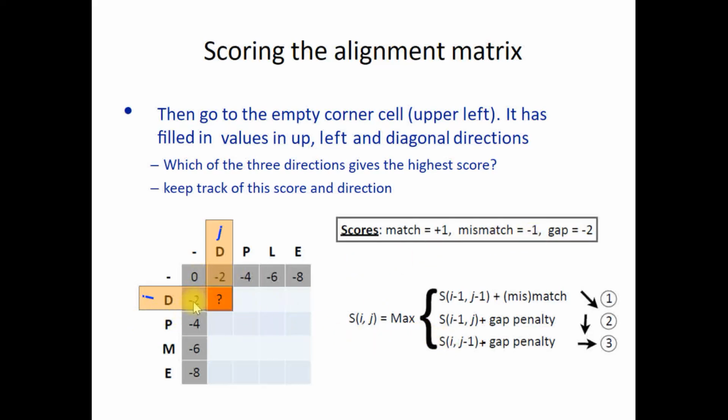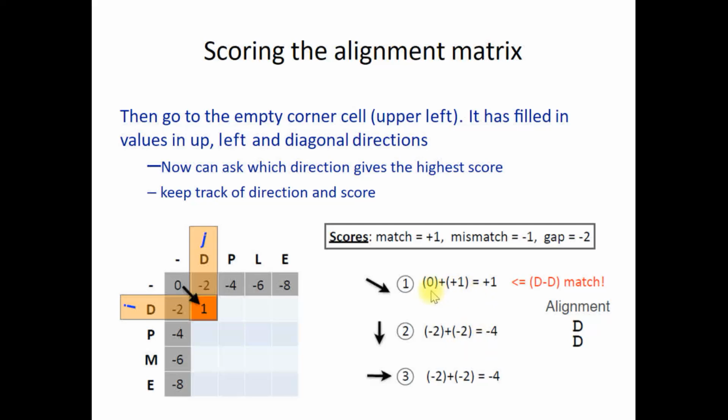Then we look at the upper cell. From this upper cell to this position corresponds to a gap, and we need to add -2, the gap penalty. And similar for the left cell. From the left cell to the orange cell is going horizontally, so it also corresponds to a gap penalty.